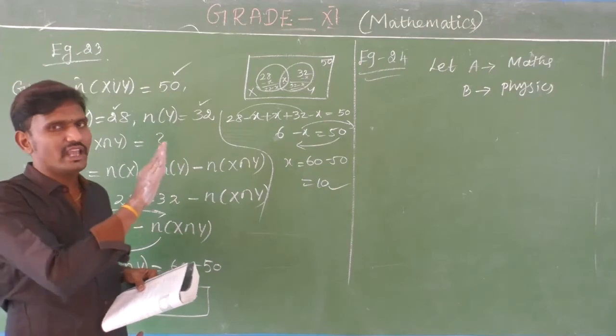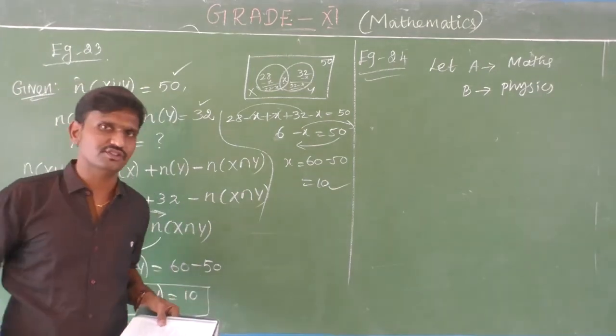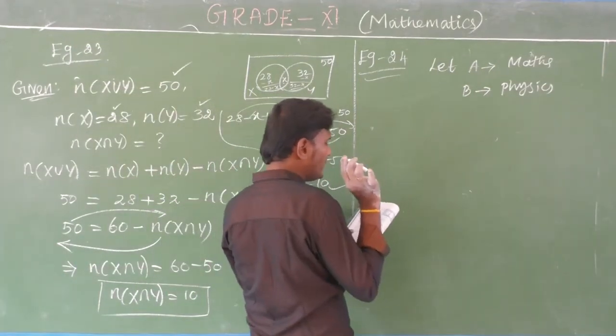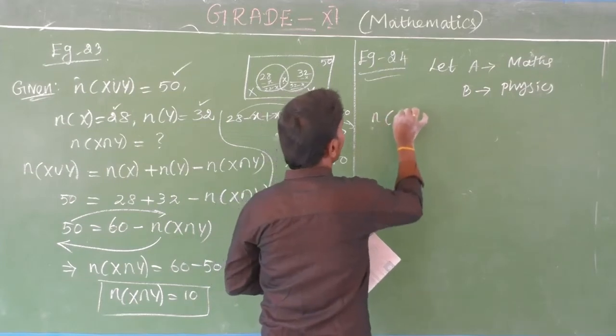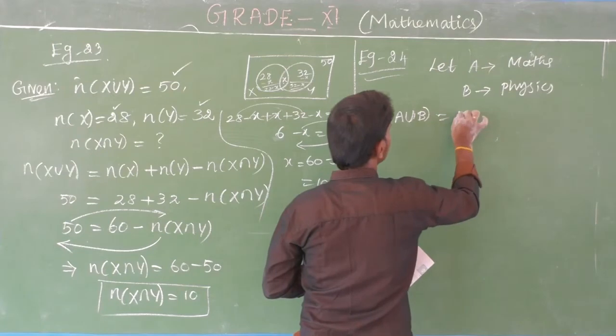Otherwise, I need only A, B, C now because I am using one formula for all the sums. That's your issue. Okay, now listen. So in a school, 20 teachers teach mathematics or physics. So now n of A union B is equal to 20.